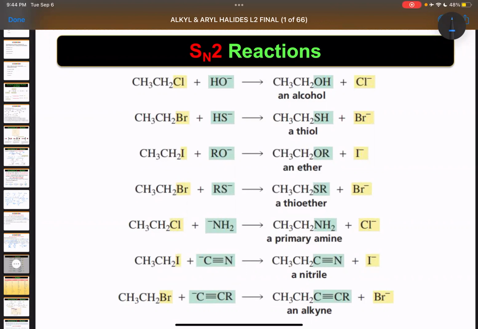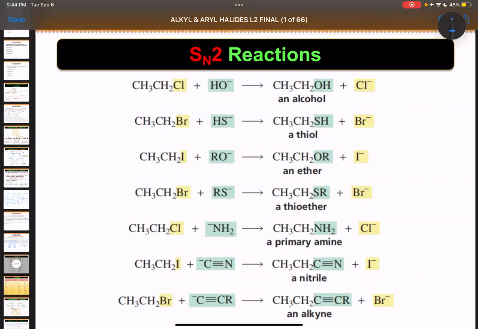Now the next thing is, there are certain questions which don't ask about mechanism, they are just bothered about the conversion. So there you need to just convert and tell what product is going to form. So these are some of the very, very common nucleophilic substitution reactions.